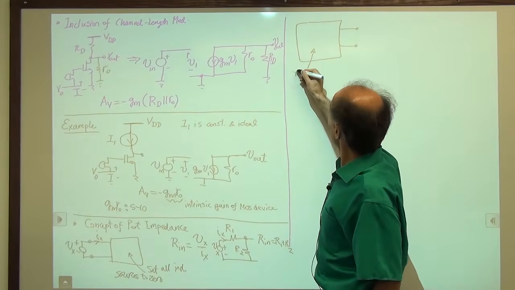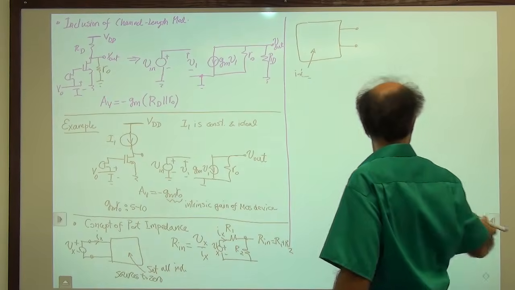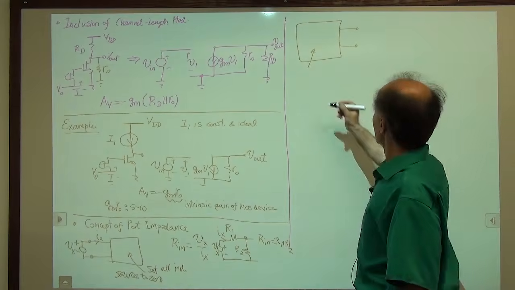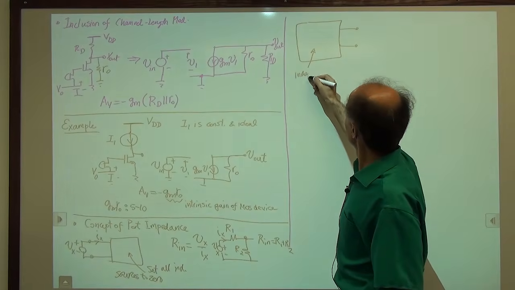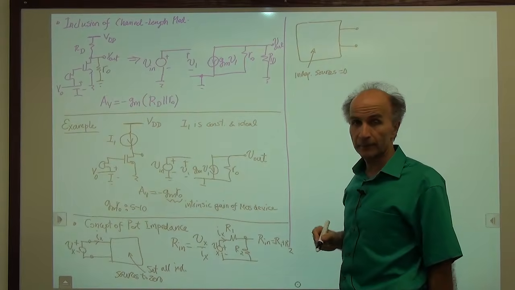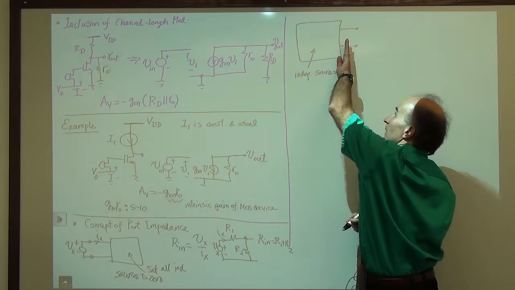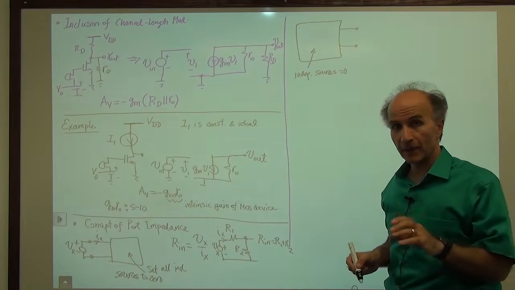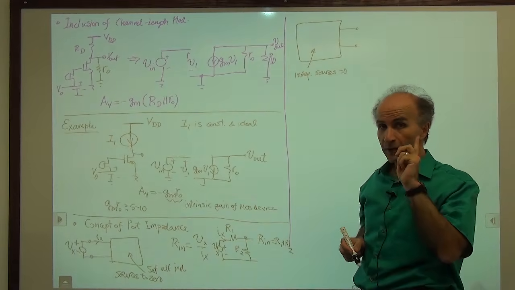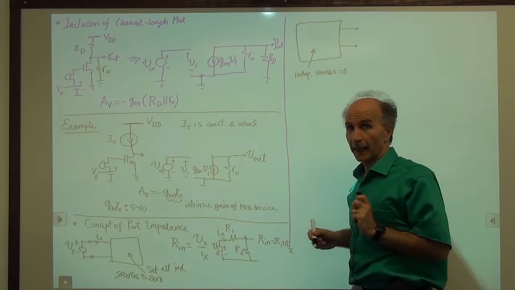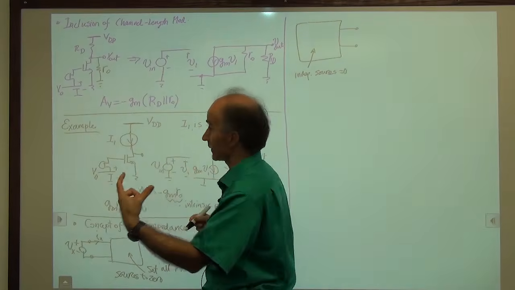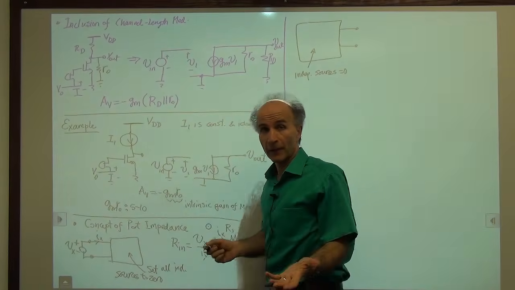So independent sources set to 0. Everything from here to the left has to be set to 0 if it's an independent source. So there's one source that we might forget, and that is this guy here, this voltage source. That's the input voltage source coming in. That's also an independent source.